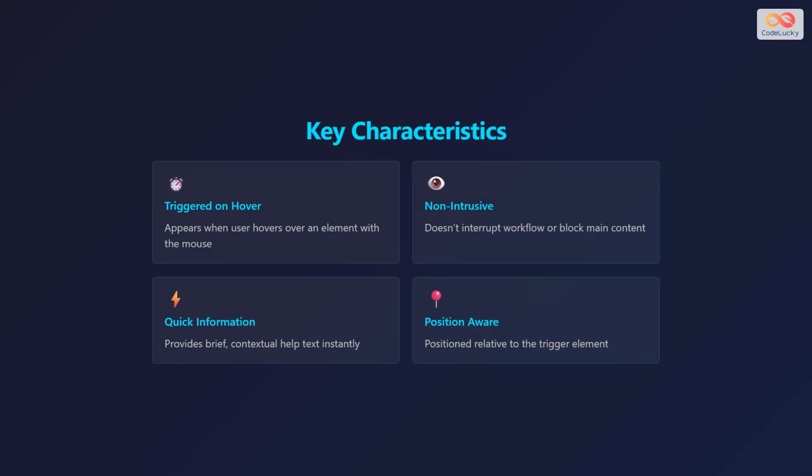Tooltips have 4 main characteristics. First, they are triggered on hover, meaning they appear when your mouse moves over an element and disappear when you move away. Second, they are non-intrusive because they don't block your main content or interrupt your workflow. Third, they provide quick information instantly, giving you brief contextual help exactly when needed. Fourth, they are position-aware, which means they stay close to the element you're hovering over so you always know what they're describing.